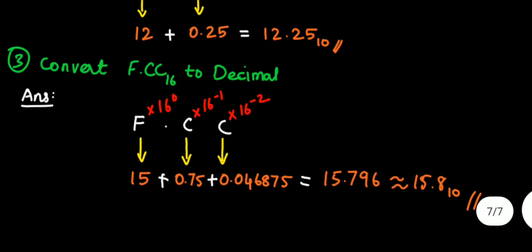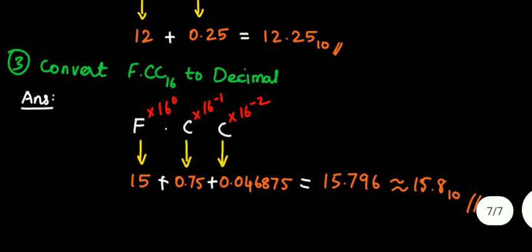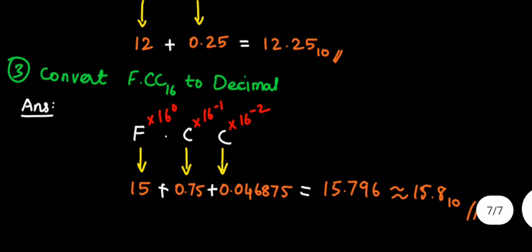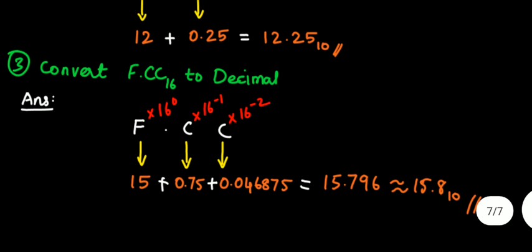What is the position value of F? 16 power 0. What is the position value of C? 16 power minus 1. Again, one more C is there. What is the position value of that? 16 power minus 2. Just do this multiplication. Then what will you be getting? F means 15. So 15 plus 0.75 plus 0.046875. Just add all these numbers. What will we be getting? 15.796, which is almost equal to 15.8.